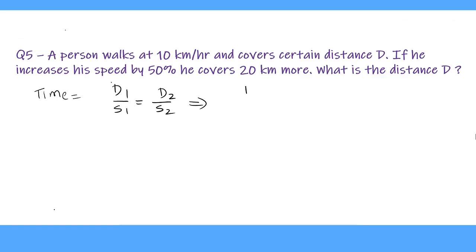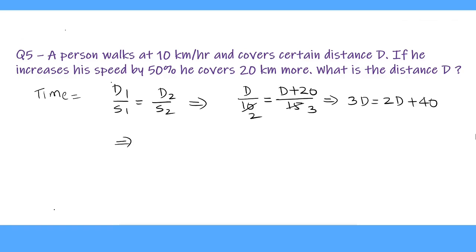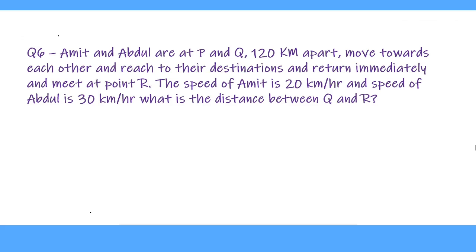So we solve like this. d1 is d upon 10 equal to d plus 20 upon 15. So we cancel 10 by 5 for 2 times and 15 by 5 for 3 times and cross multiply it. So we get 3d equal to 2d plus 40. This gives us 3d minus 2d, which is d, equal to 40. So distance is 40 km. Very easy question. We just have to take the time constant and we have done it in a very fast way. We solve question number 6.